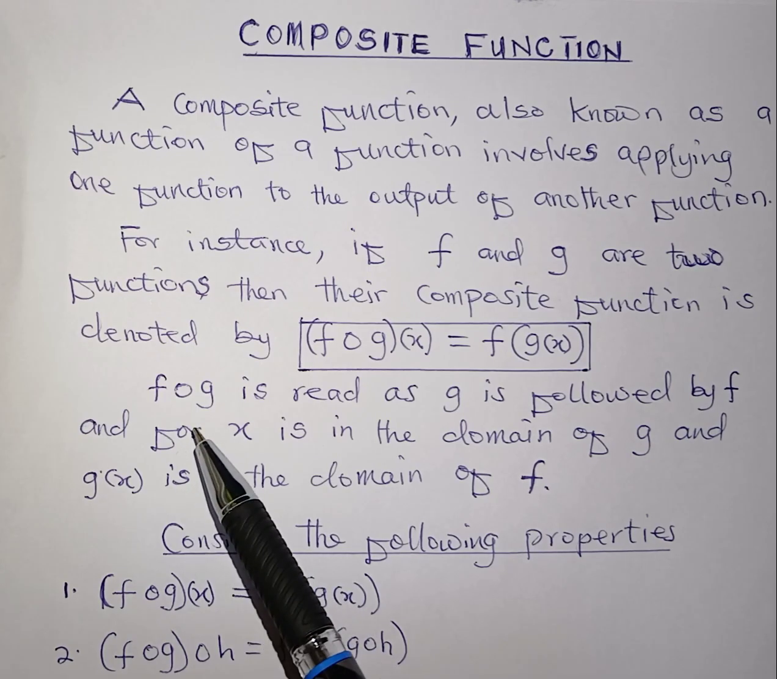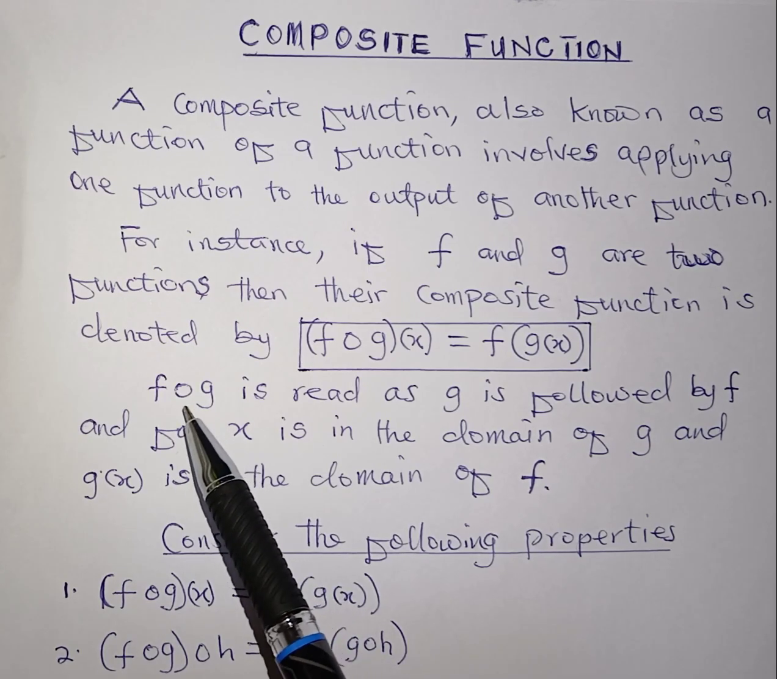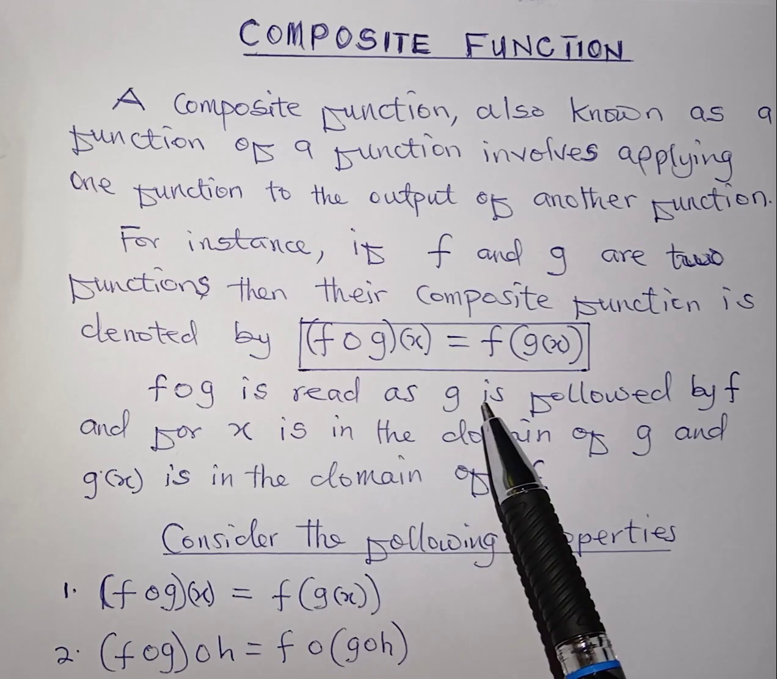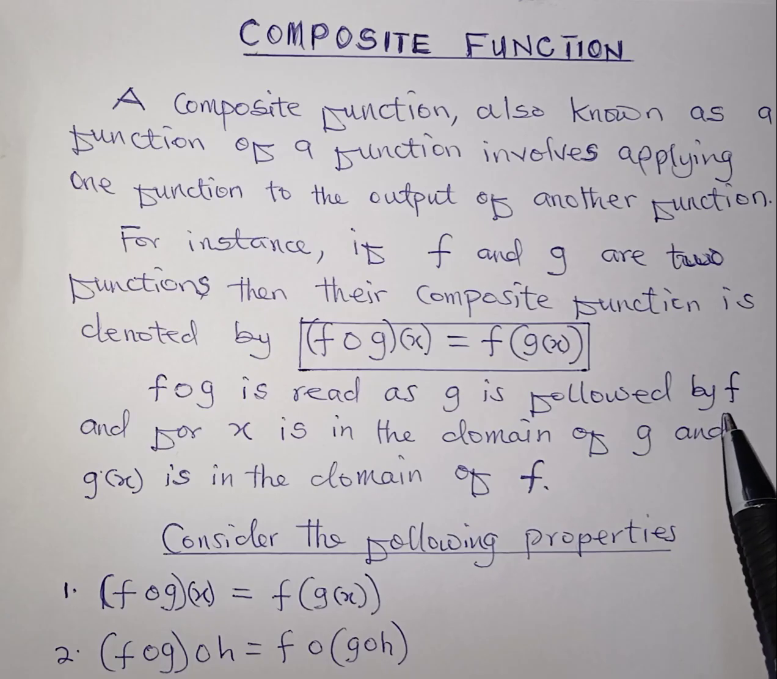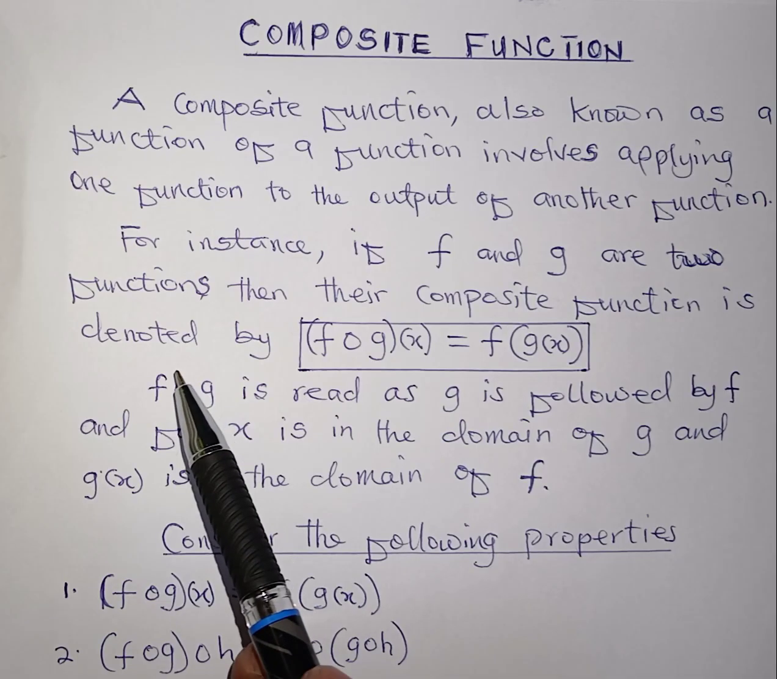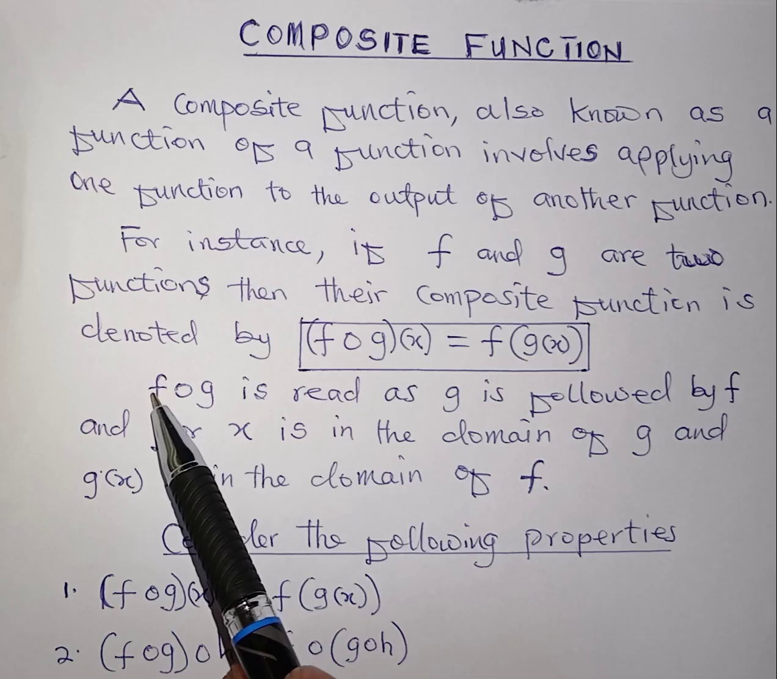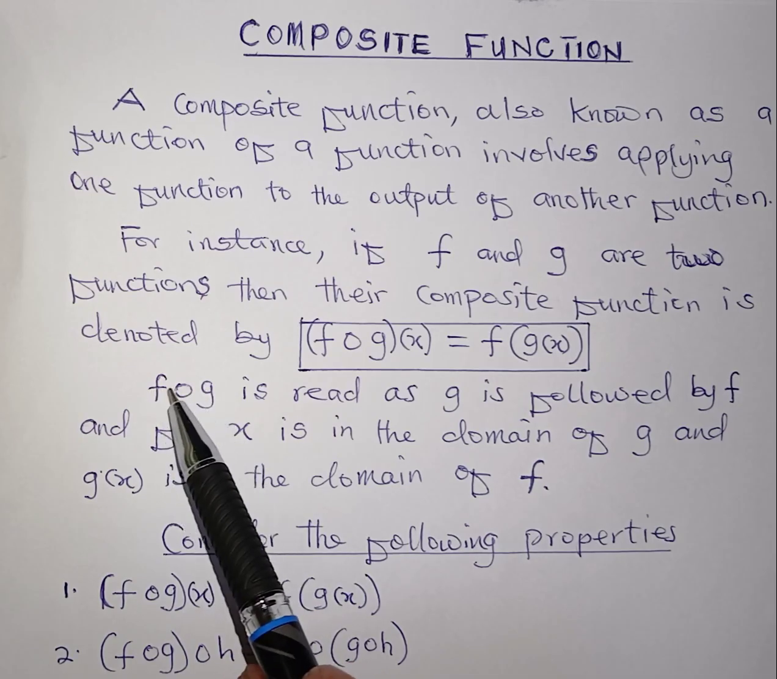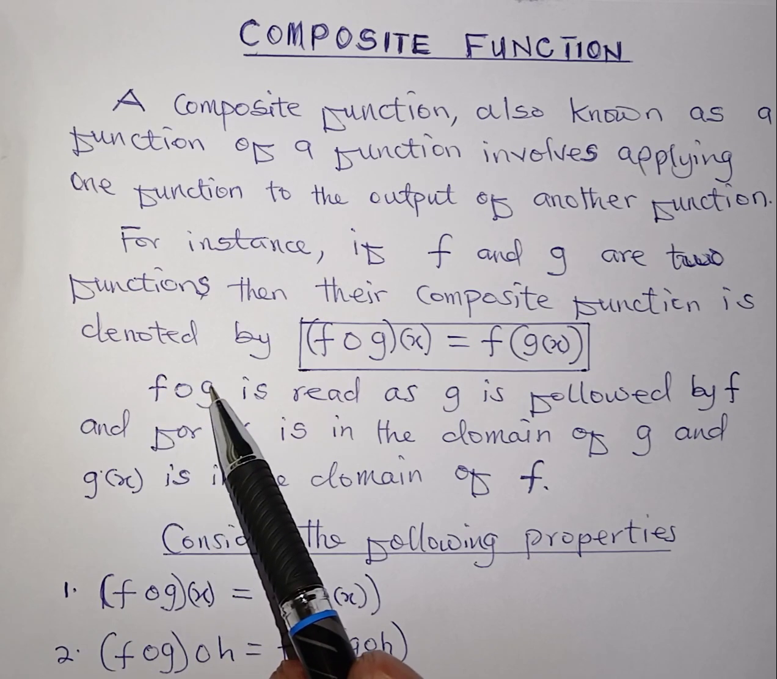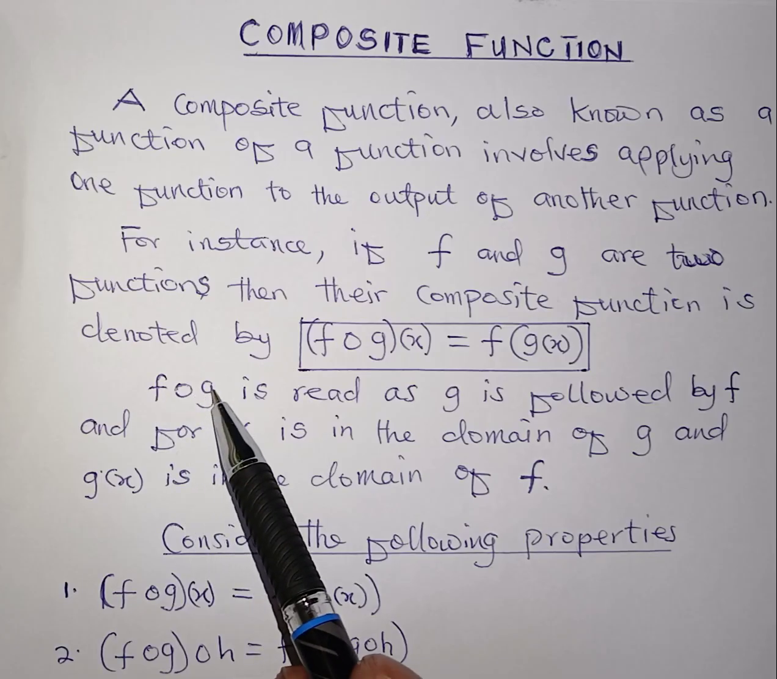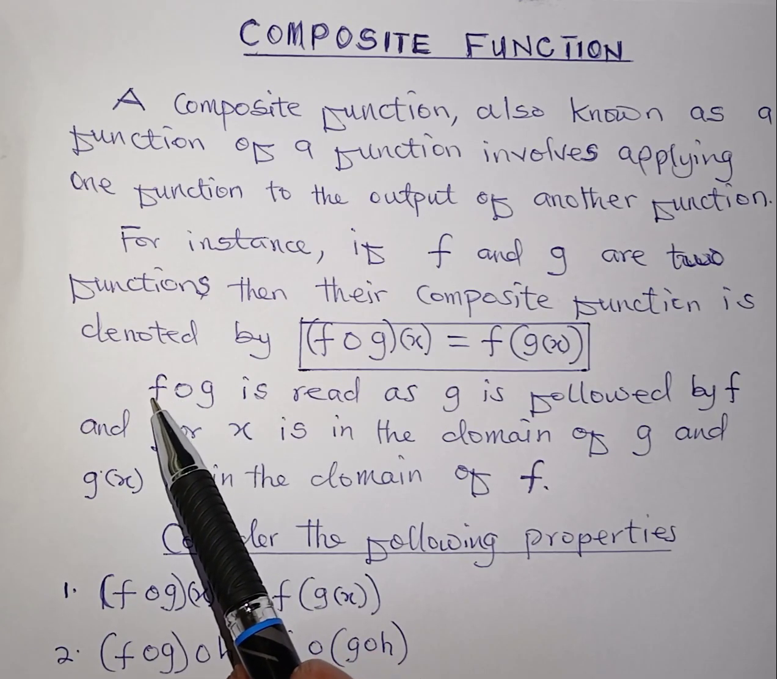If you read further, f∘g is read as g is followed by f. When you see f∘g, what comes first? f comes first. And f is following what? g. So in other words, g is followed by f.